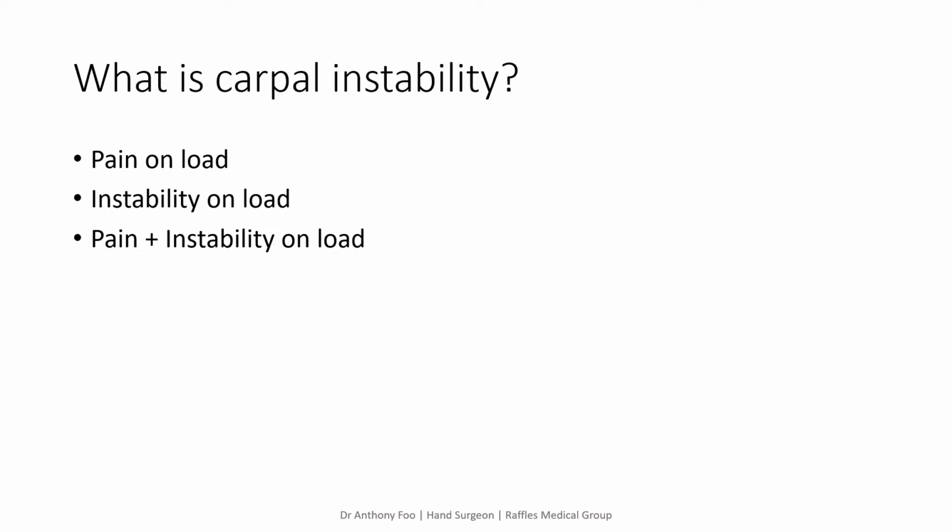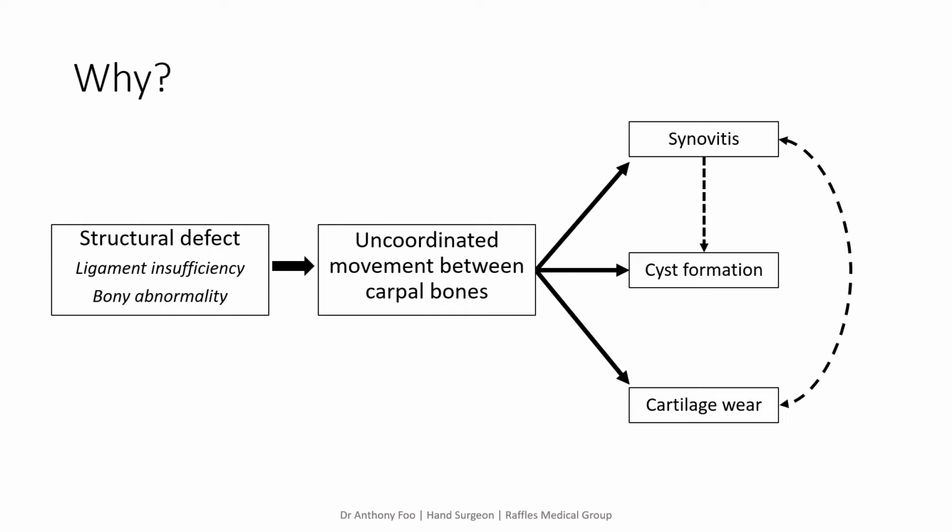Some patients may experience wrist pain on loading. Some may experience instability on load, usually expressed as a lack of confidence to bear weight. And other patients would experience both pain and instability on loading. So why do patients feel that? It all starts with having a little bit of structural defect. It can be due to ligament insufficiency or bony abnormality. And of course, this is a wide spectrum from mild ligament injuries through to chronic attritional injuries of ligaments leading to gross instability.